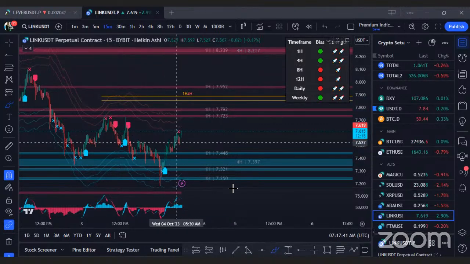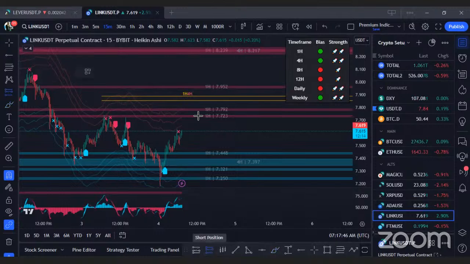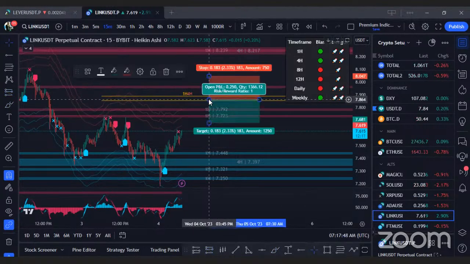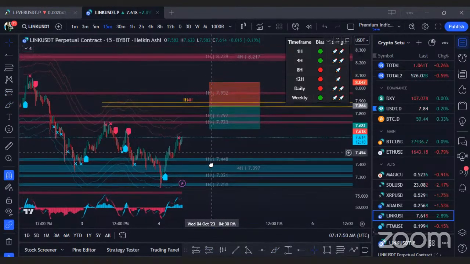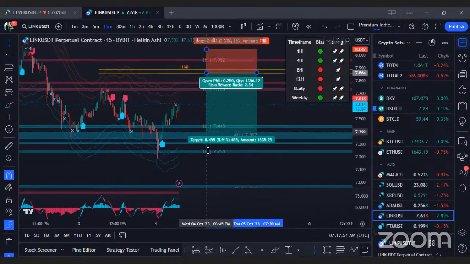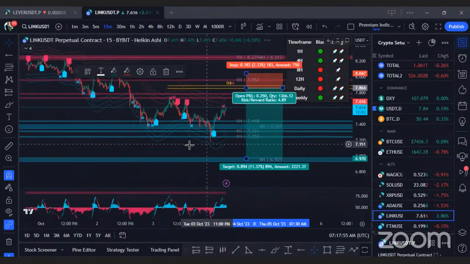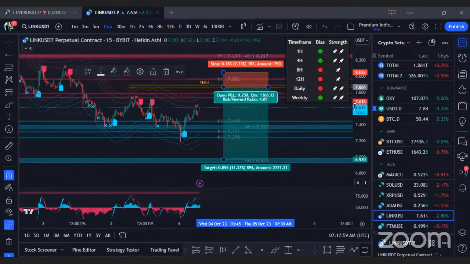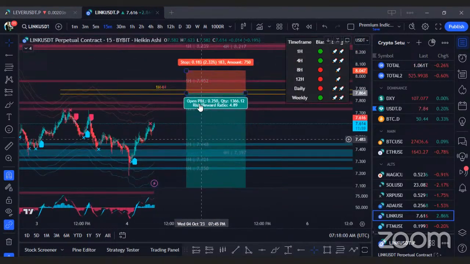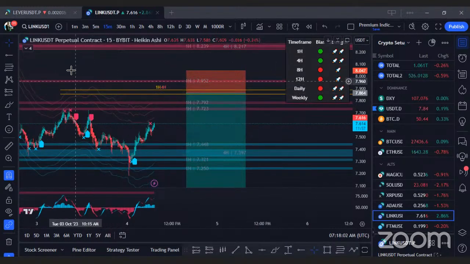So for Link, what I'll basically be looking at is to enter a short trade if we do come back up to that level, and then take it down to maybe around this area of $6.9. So that's what I'm looking at for Link. If this plays out, that is exactly what I'll be doing.